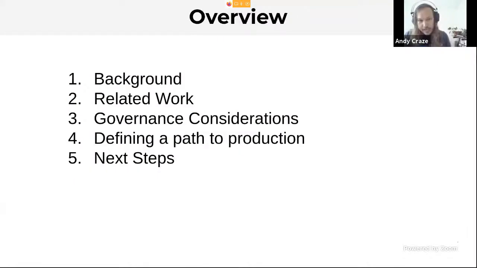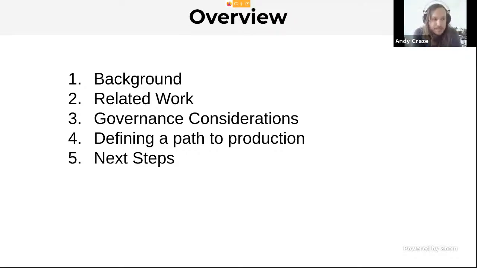So at a high level, I just wanted to cover what I want to talk about here. We'll start with some background information, kind of how we arrived on this concept. We'll talk about some related work and research projects here at the Foundation that are in this space. There are also some high-level governance considerations that we're seeing pop up time and time again. We've got some ideas on what we can do for that.